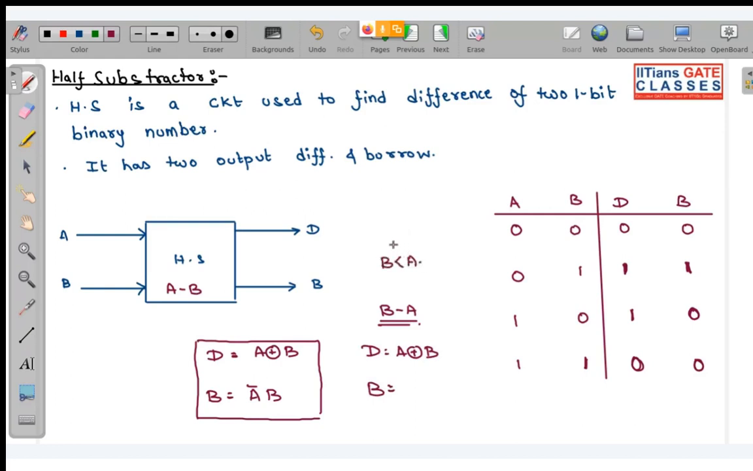So here these are your digital numbers. So when will this happen? When B is 0, A is 1. So at this time you will get borrow. So this is basically what? This is A B complement. So at this time you will have borrow. So remember, this is for A minus B, and this is for B minus A. So this is your half subtractor. Okay, this is your half subtractor.